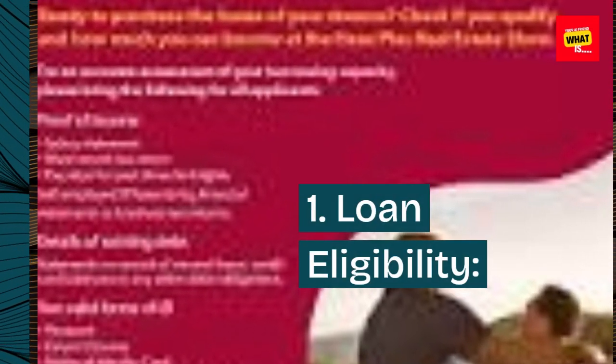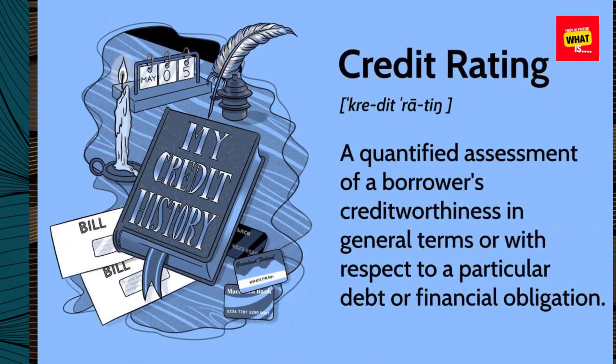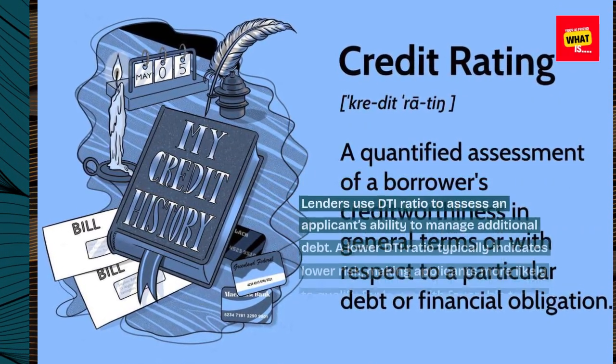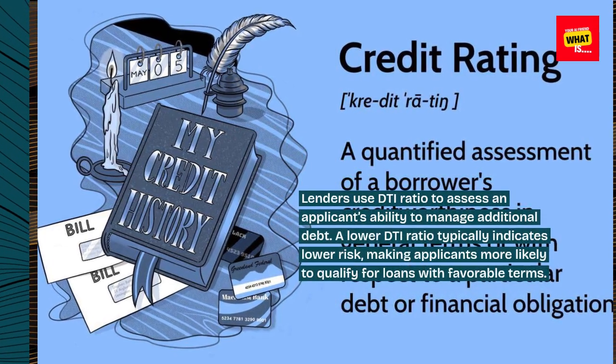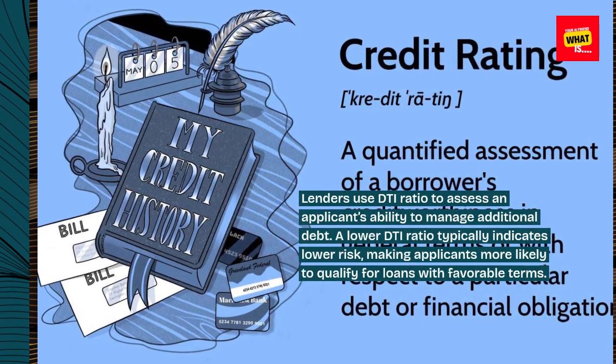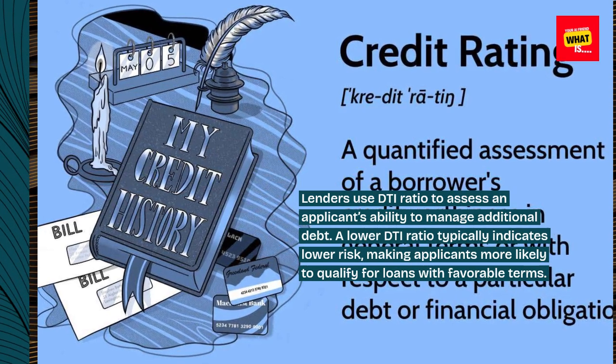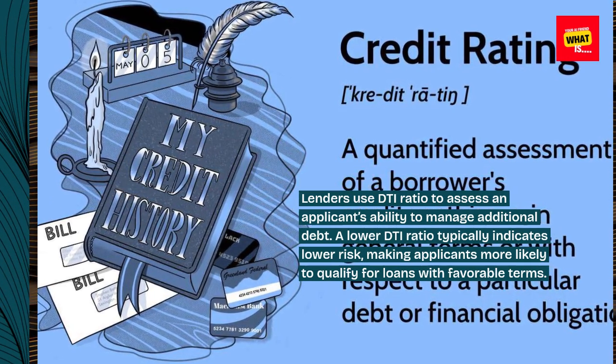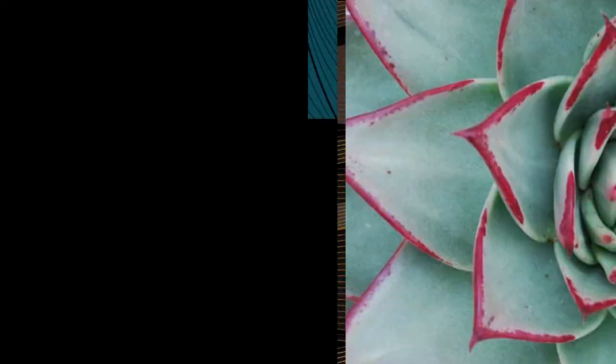1. Loan eligibility. Lenders use DTI ratio to assess an applicant's ability to manage additional debt. A lower DTI ratio typically indicates lower risk, making applicants more likely to qualify for loans with favorable terms.